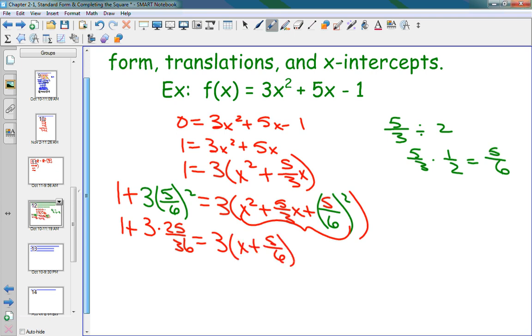Very good, Chad. What happens to this 3 and the 36? 3 is gone, 36 becomes a 12. What does this 1 turn into? A 12/12. So what is 12 plus 25? Okay, clearly I can't get that fast now.